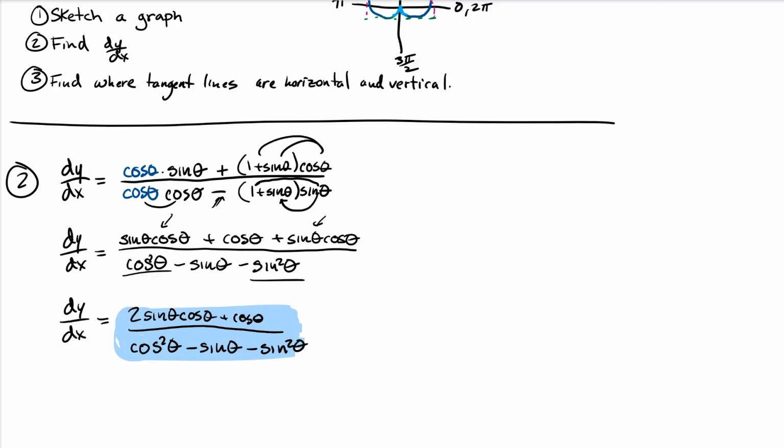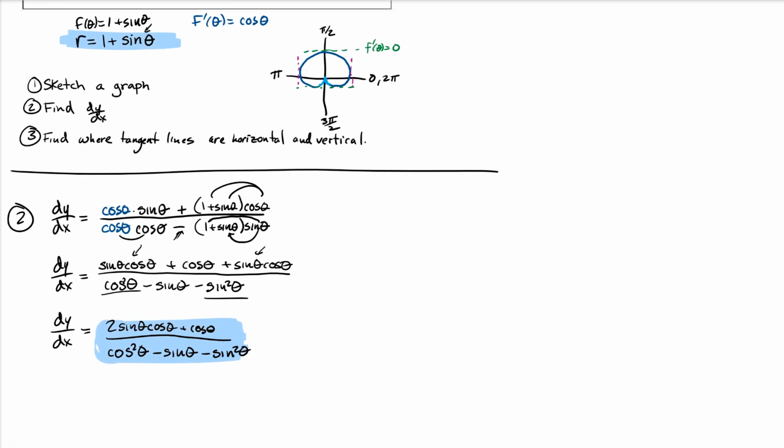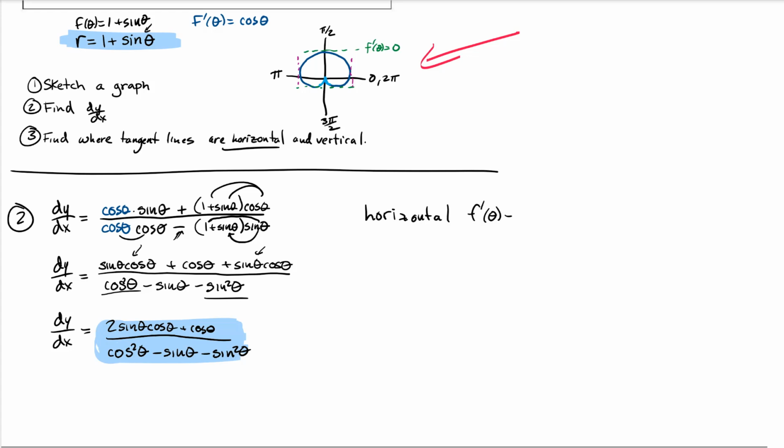Cool. Now we want to find where the tangent lines are horizontal and where they're vertical. Well, we have some suspects already. Where would it equal 0? That's the numerator. You want to find where horizontal. That's where f prime of theta is equal to 0. You want vertical. That's where f prime of theta is undefined. Possibly.